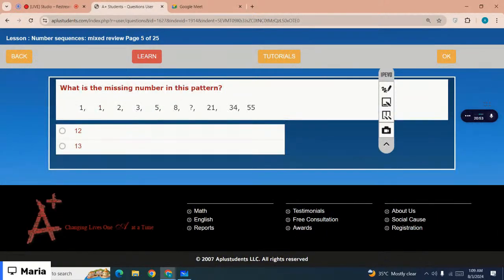Okay, what is the missing number in the pattern? Which number is missing?